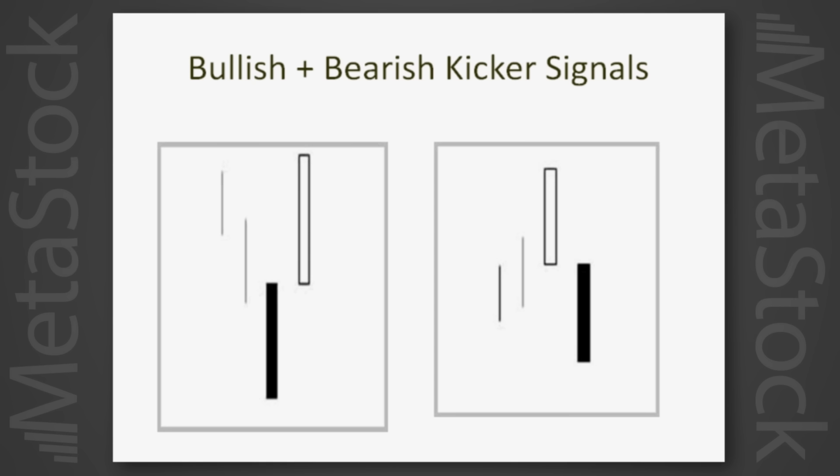Now, here's the strongest of all the signals. This is the kicker signal. A kicker signal is basically a downtrend where they open it here and close it here. The next day, they gap it up at or above the previous day's open and go the opposite direction. Same thing with a bearish one.